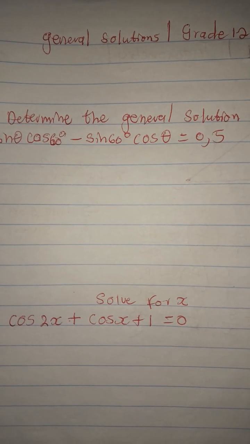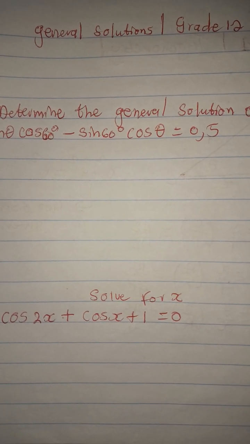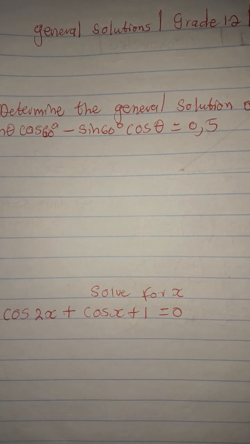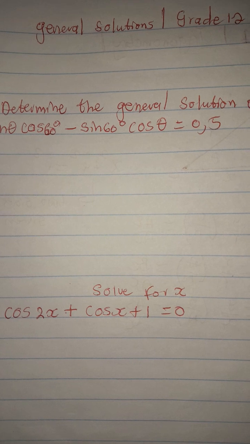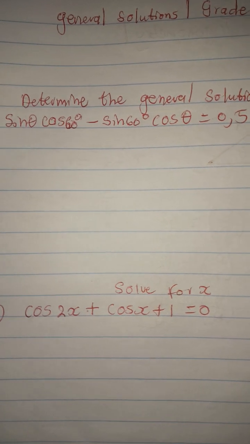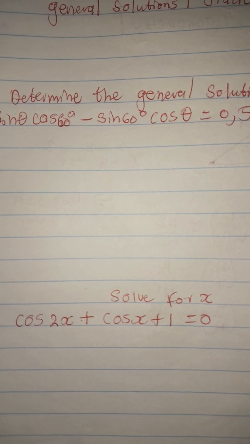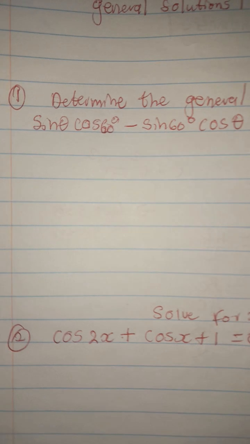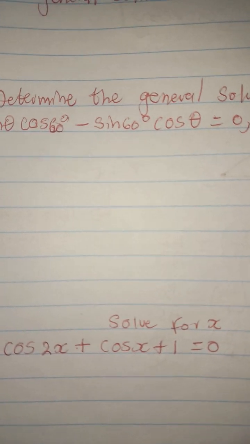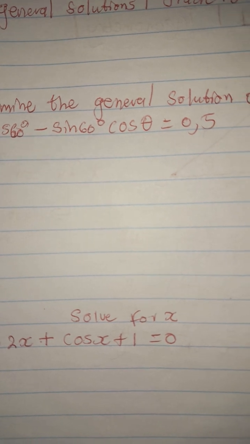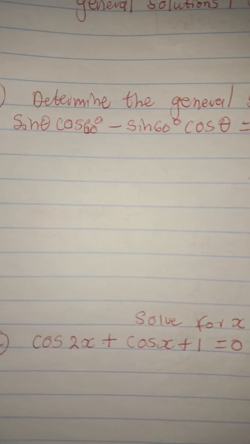Yes, in this video, we are going to work with general solutions, grade 12, that are linked with double angle and compound angle. In an exam, you might be given such a typical general solution. Determine the general solution of sine theta cos 60 degrees minus sine 60 degrees cos theta, which is equal to 0.5.